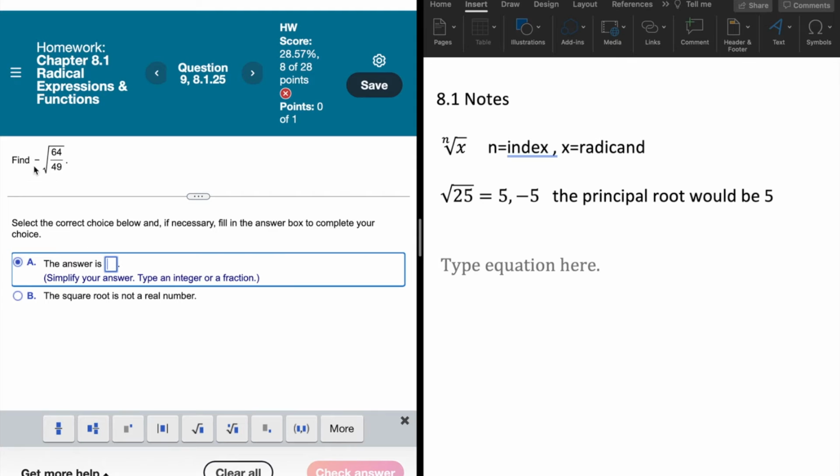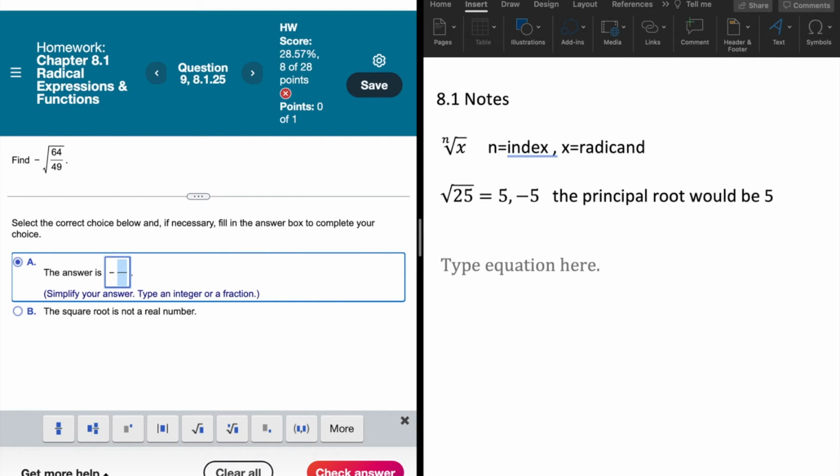If you have a fraction, well, once again, that negative's on the outside, but if you have a fraction, then all you need to do is simply root each part of the fraction and put them back in their places accordingly. So the root of 64 is 8, and it was in the numerator, so 8 should be in the numerator. 49 roots to 7, and 49 was in the denominator, so 7 goes in the denominator.